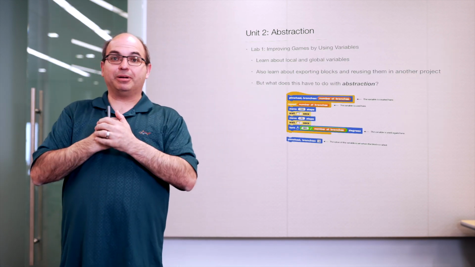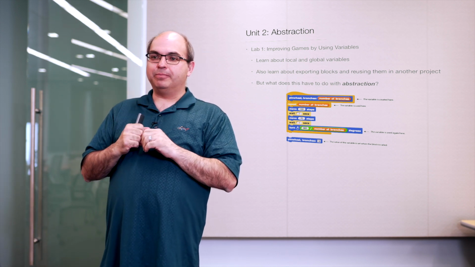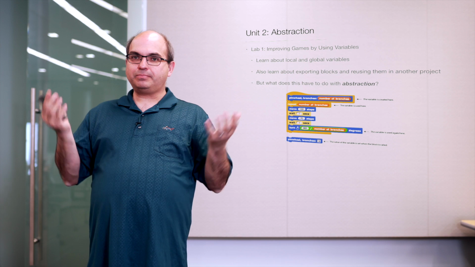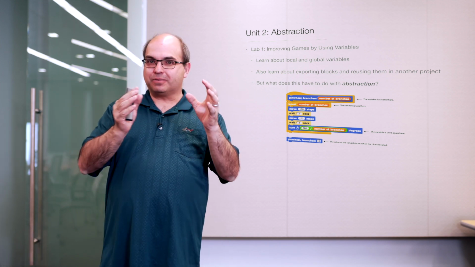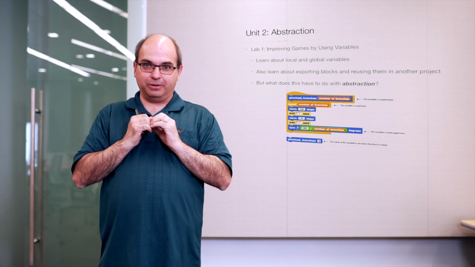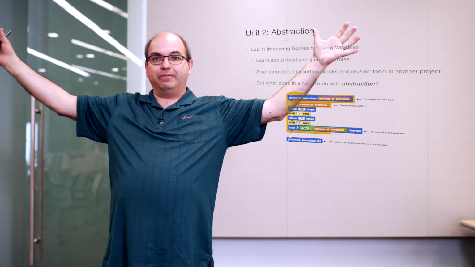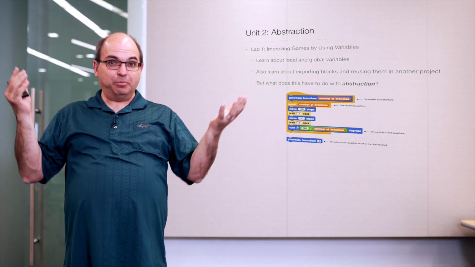All right, so let's talk about the first lab that they have to do. First lab, let's improve on a game by using variables. What they're really learning about is local variables, and these are variables that are valid only in a single section of code, right? They're local to that code. And global variables that are available throughout the entire code, okay? So that's important, right?